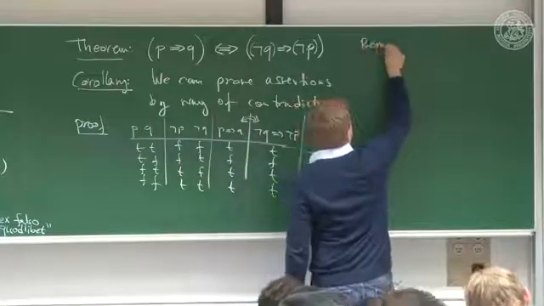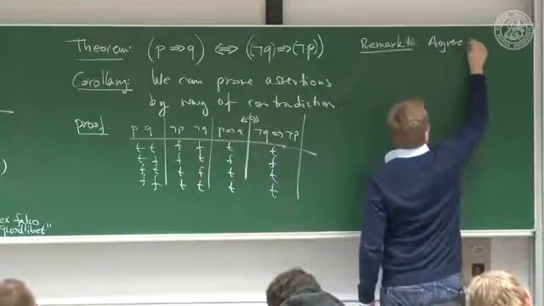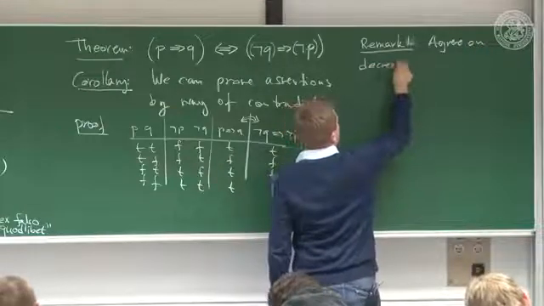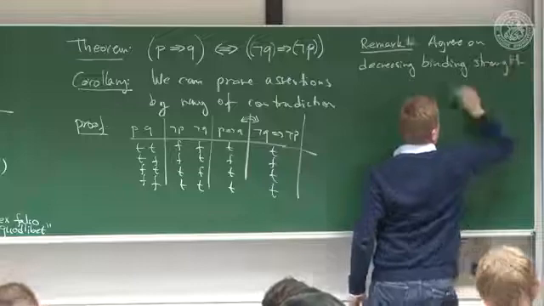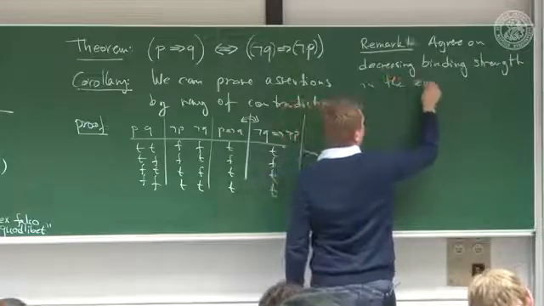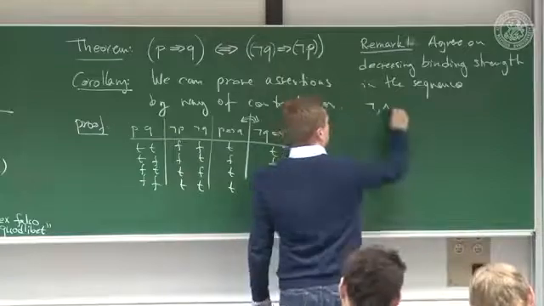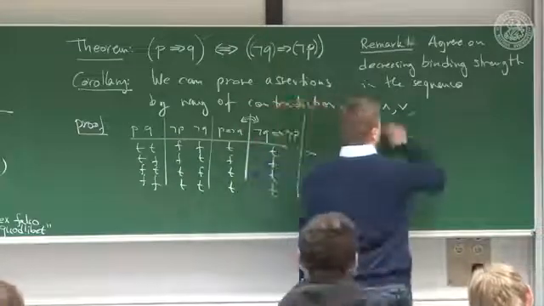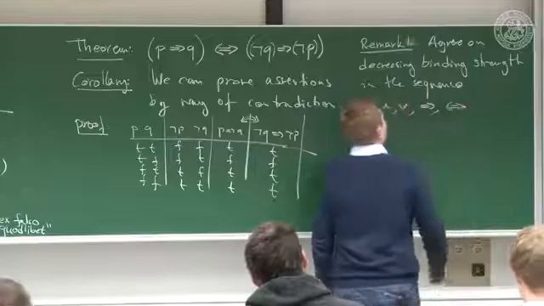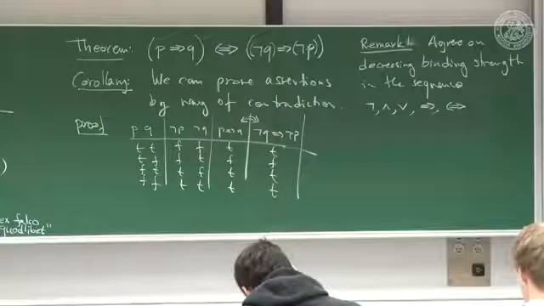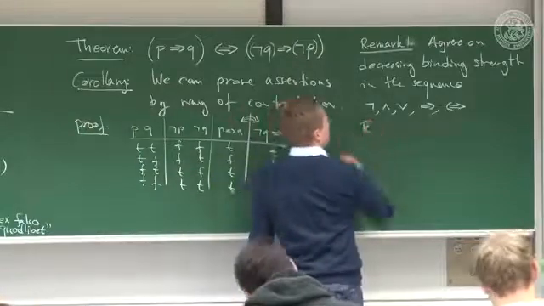Okay. So there are certain remarks in order. Remark 1. We agree on decreasing binding strength in the sequence: not is very strong, and is not so strong, or is even less. Then we have an implication arrow, and then we have an equivalence arrow. So if you have more symbols, you need to extend the sequence. However, the question is, how many operators do you actually need?